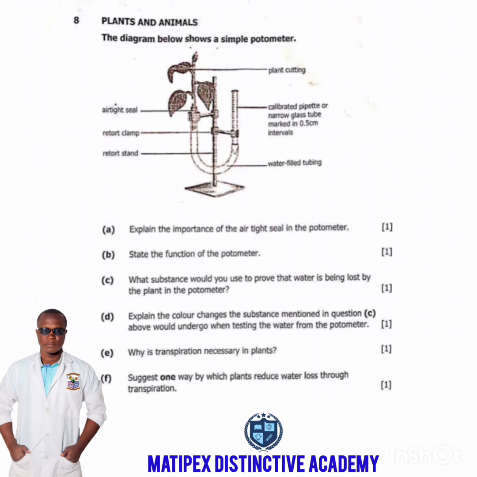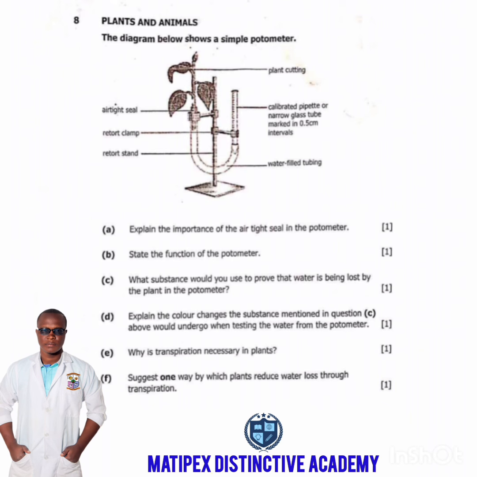Number 2, importance. Water is needed for photosynthesis in plants. So it helps to supply water needed for photosynthesis. Okay. The other one, it helps to remove excess water. It helps to get rid of excess water.